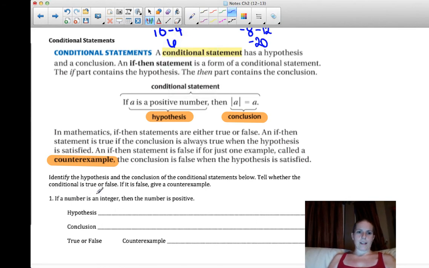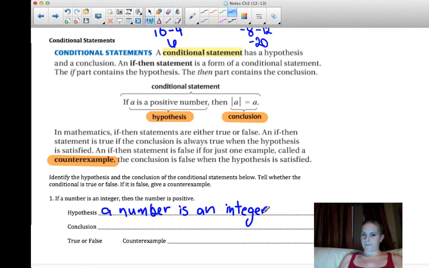If a number is an integer, then the number is positive. So we need to identify the hypothesis and the conclusion, then tell whether the conditional statement is true or false, and if it's false, we have to give a counterexample. So we look for that word if, the hypothesis: if a number is an integer. So fill it in. Then we go to the then part: then the number is positive. So the conclusion is the number is positive.